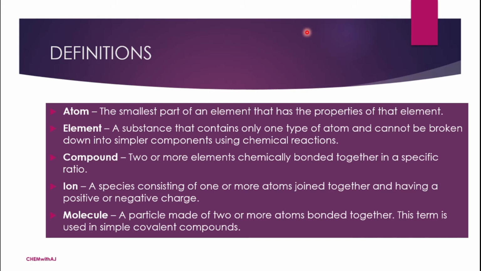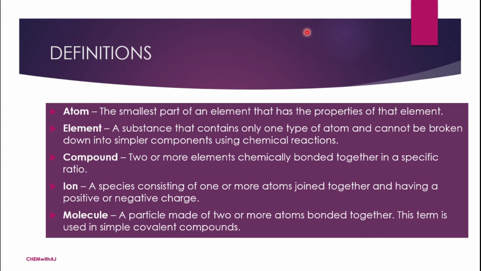Then we have what an element is. An element is a substance that contains only one type of atom and cannot be broken down into any simpler components using any physical means or chemical reactions. So an element is basically as pure as a substance we can get. Then we have a compound. A compound is two or more elements chemically bonded together in a specific ratio. For example, sodium chloride.